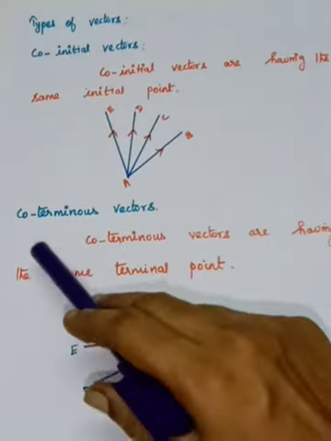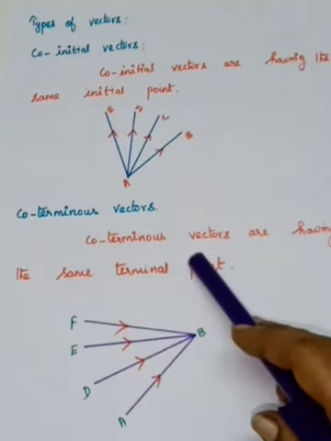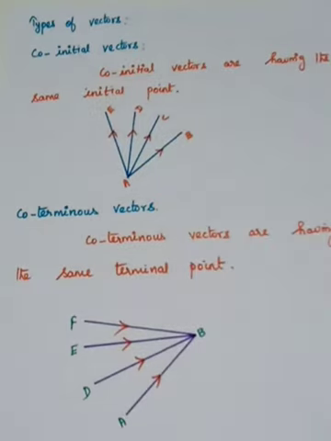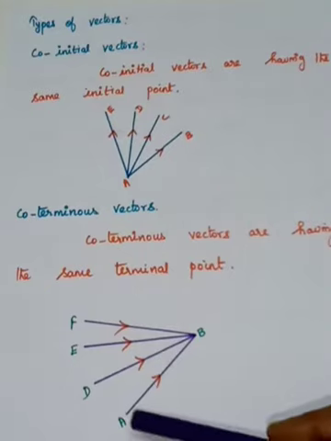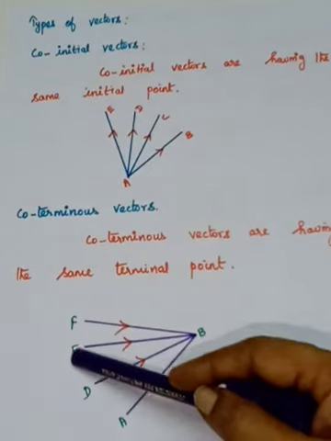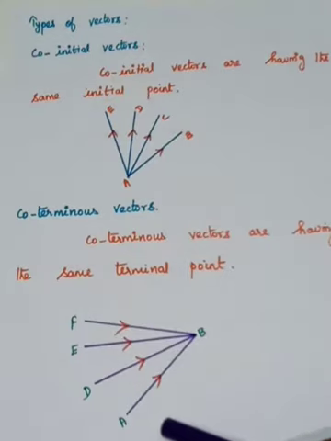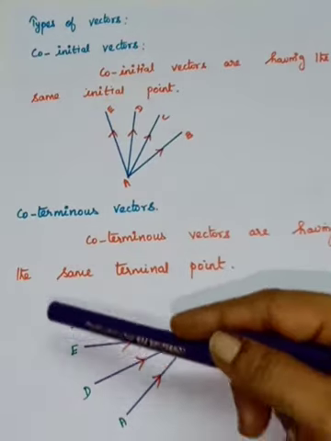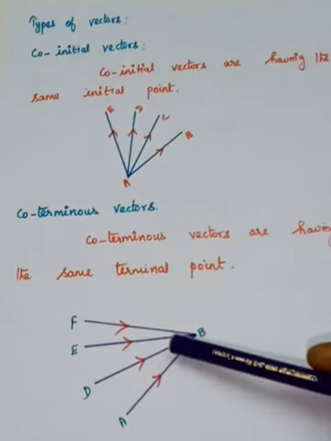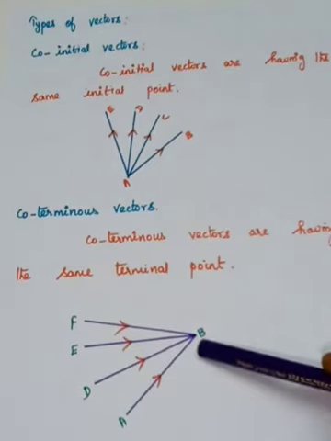In the same way you will have coterminous vectors. Coterminous vectors means those vectors have the same terminal point. Here I have drawn vector AB, vector DB, vector EB and vector FB. So in all the vectors, the starting points, that is the initial points, are different, but they end at the same terminal point B.